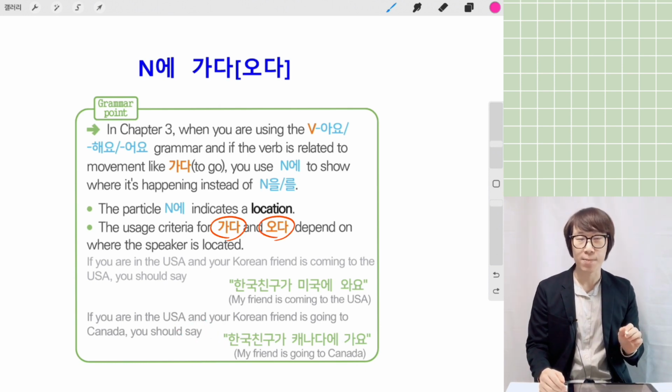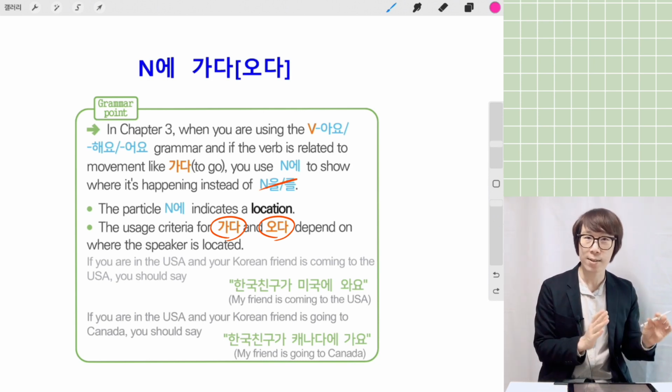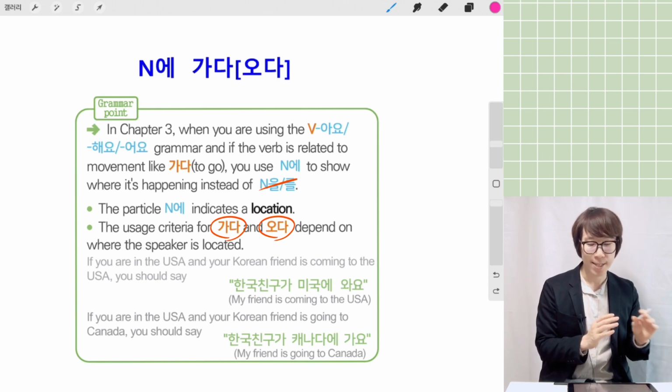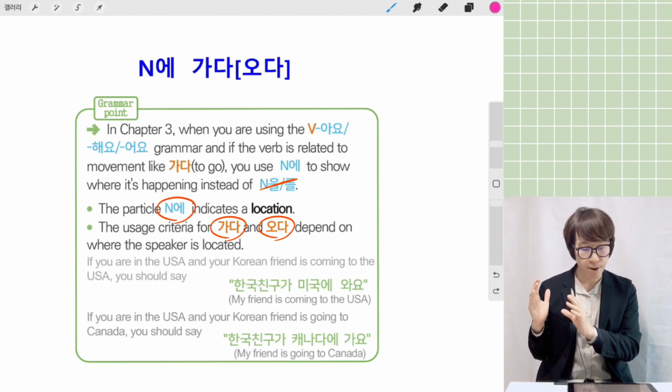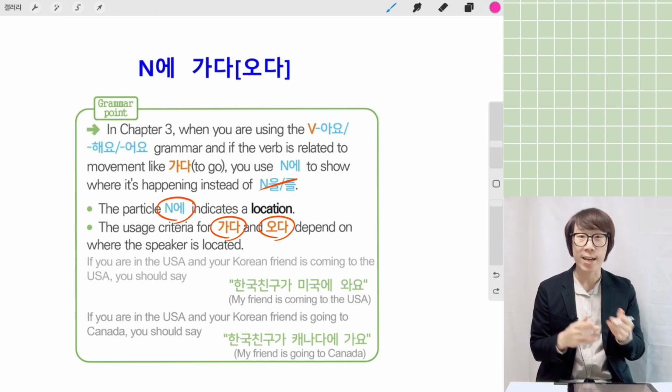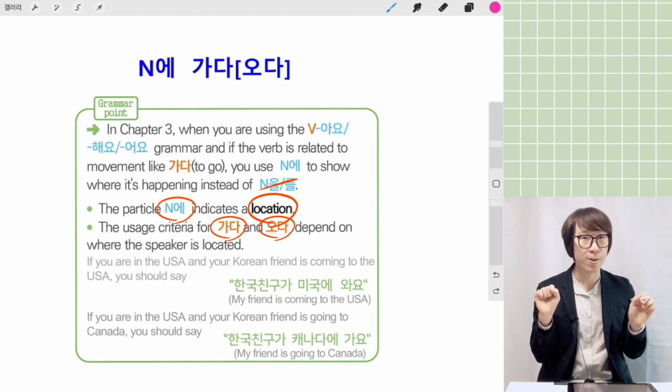Let me explain to you one more time. 가다, 오다 is a verb, but it's not used with noun 을/를 because 가다, 오다 is a movement verb. So, a movement verb is always used with noun 에, and the noun 에 particle indicates location. So, noun 에 가요. Noun 에 와요.